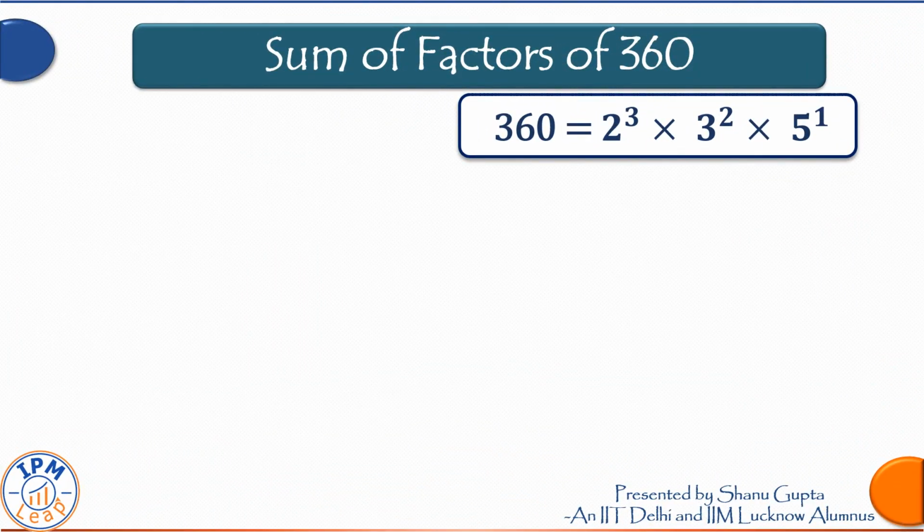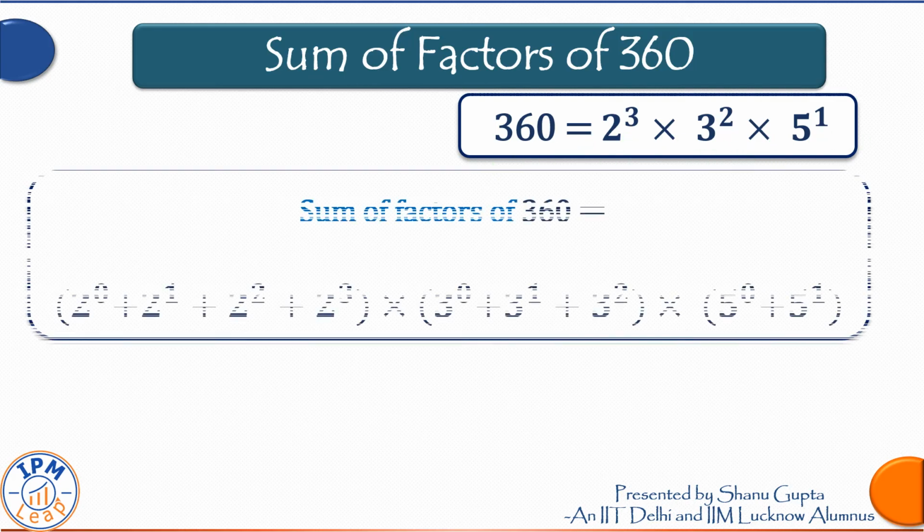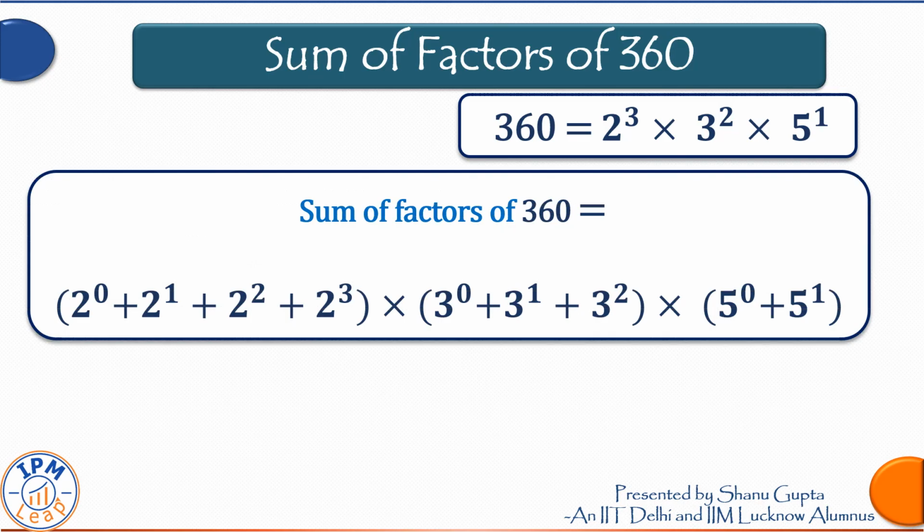Now let us move on to the concept of sum of factors. So again, this prime factorization format of 360 is a starting point. Sum of factors of 360 will simply be equal to, and we write 3 pairs of brackets, one for each of the prime factors 2, 3 and 5.